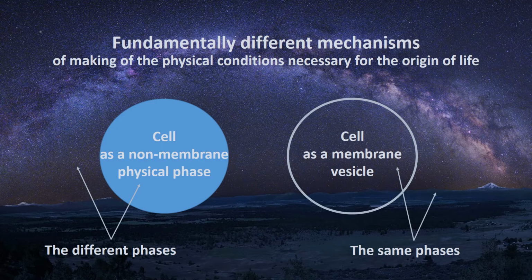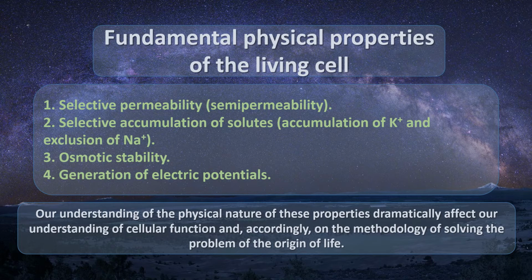What does it mean that the cell is a phase? This means that most parts of intracellular water and potassium are bound. They are bound by proteins. On the other hand, from the viewpoint of membrane approach, physical state of water and potassium in cell and outside cell is not different. Both approaches, the phase approach and membrane one, are designed to explain the four fundamental physical properties of the living cell.